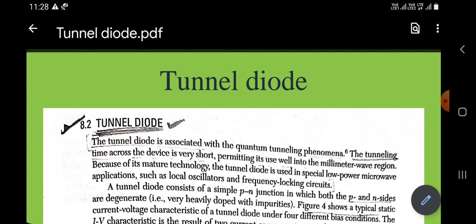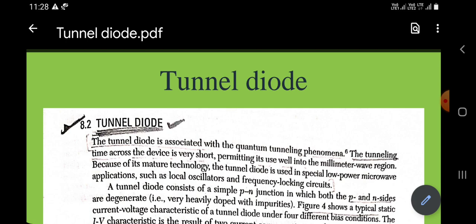The tunneling time across a device is very short, permitting its use well into the millimeter wave region. Because of its mature technology, the tunnel diode is used in special low power microwave applications such as local oscillators and frequency locking circuits. A tunnel diode consists of a simple p-n junction in which both the p and n sides are degenerate, that is, very heavily doped with impurities.